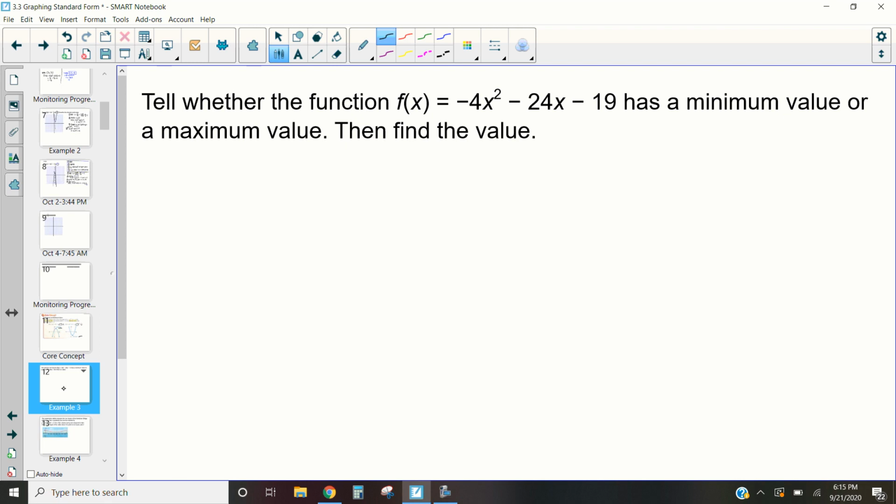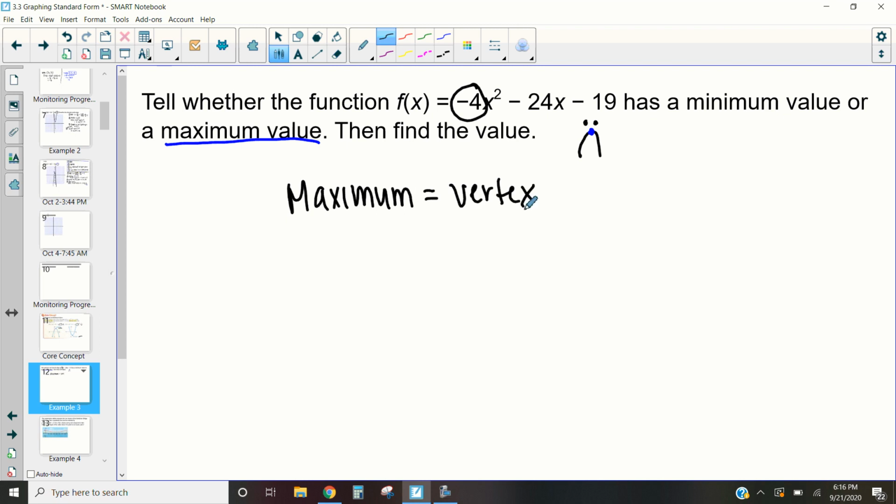So remember, to decide if it's a minimum or a maximum, I want to look at this a term here. Is this a positive or negative number? That's right, this is negative. When it's negative, remember, our function is going to look like a frowny face. That means there is a point that's going to be at the very top, and that top value is called a maximum. So we have a maximum value here with this function.